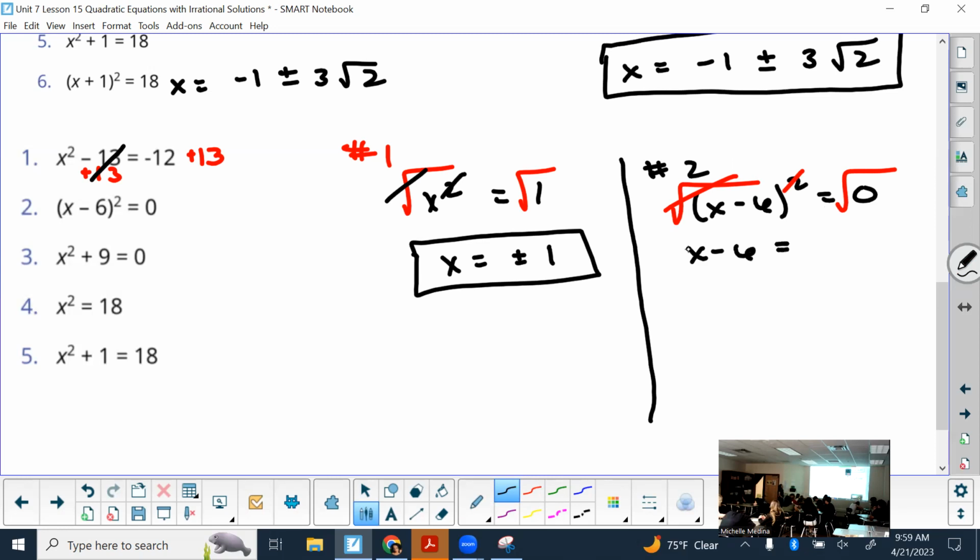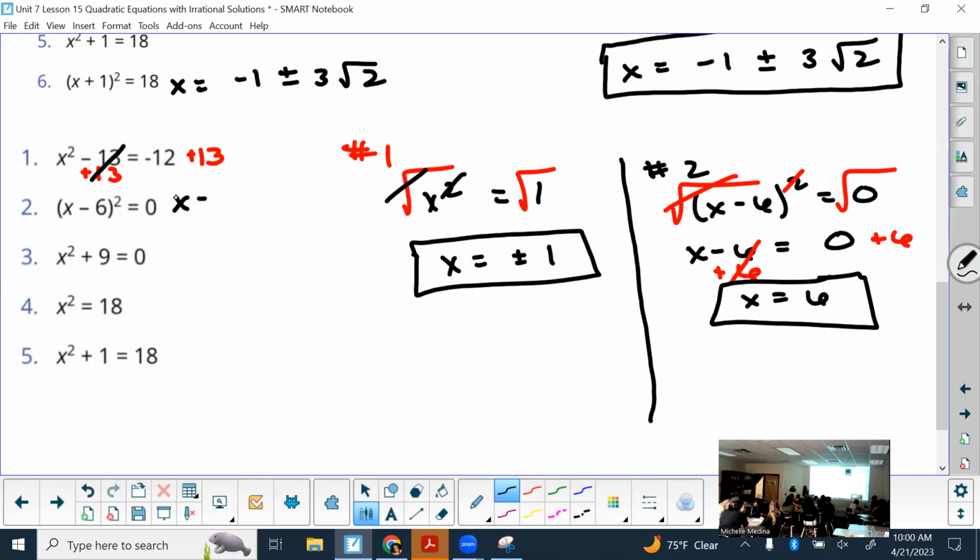Now, the whole point is we've been trying to get used to the plus or minus. But is there a plus or minus for the square root of 0? Because what is the square root of 0? 0. So yeah, there's not a positive 0 and a negative 0. So that's a situation where we wouldn't put it. And then x is still not alone. So instead of subtracting 6, we do that on both sides. 0 plus 6 is 6, and so in this situation, we just have one solution, because the square root of 0 is just 0, there's not 2 zeros. Okay, questions on that? Okay.